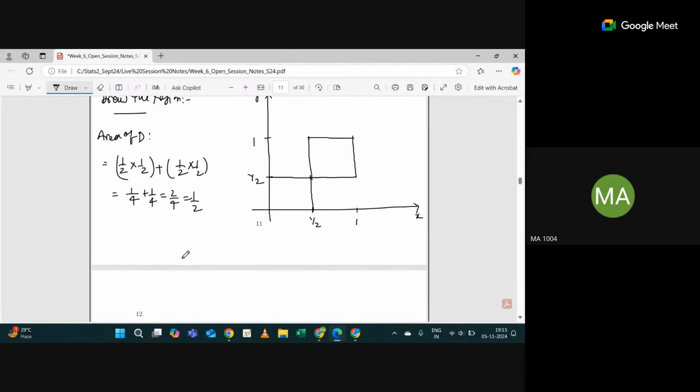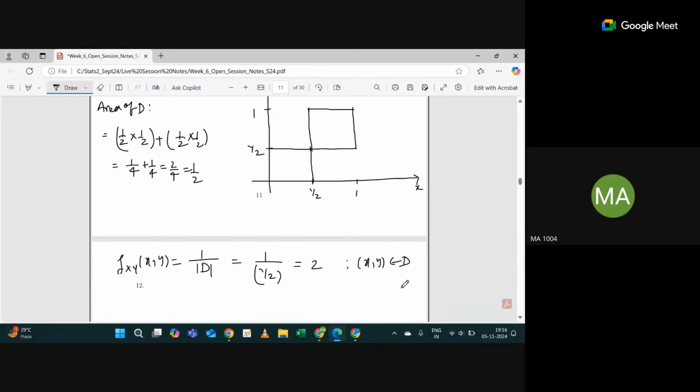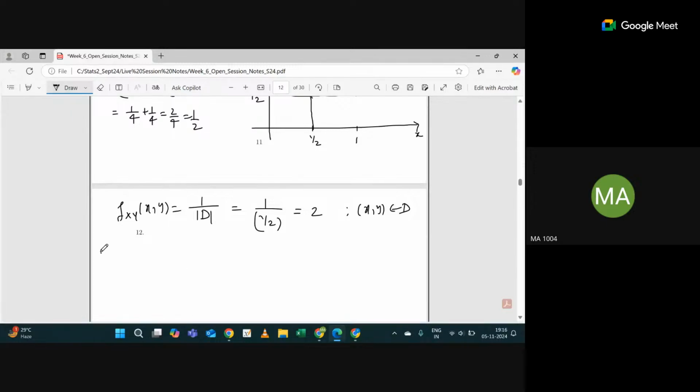Now, if this is the area of D, what will be the fxy? Fxy will be equal to 1 by 1 by 2, that is 2. 1 upon mod of D, I mean, area of D. So 1 upon 1 by 2. So you can see fxy is 2 when xy belongs to D, and it will take value 0 otherwise. Now with the same condition, suppose my question is what is the probability that x is greater than y?